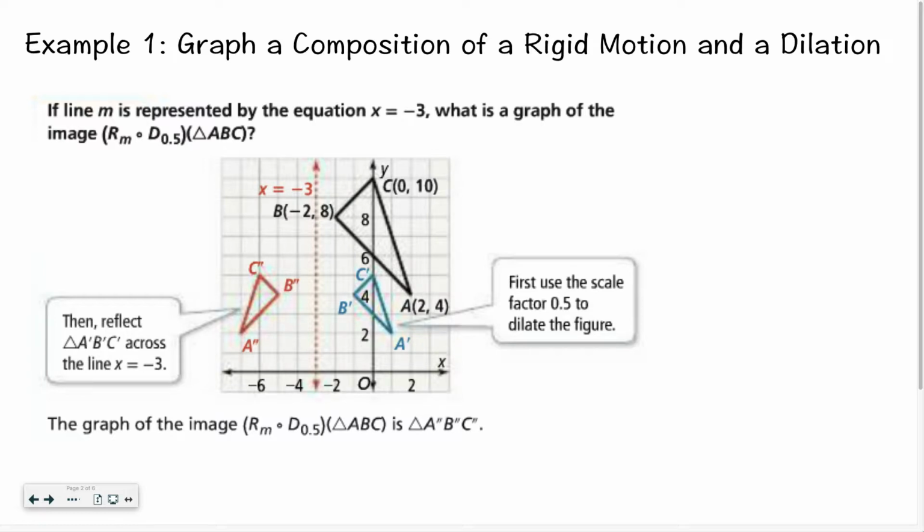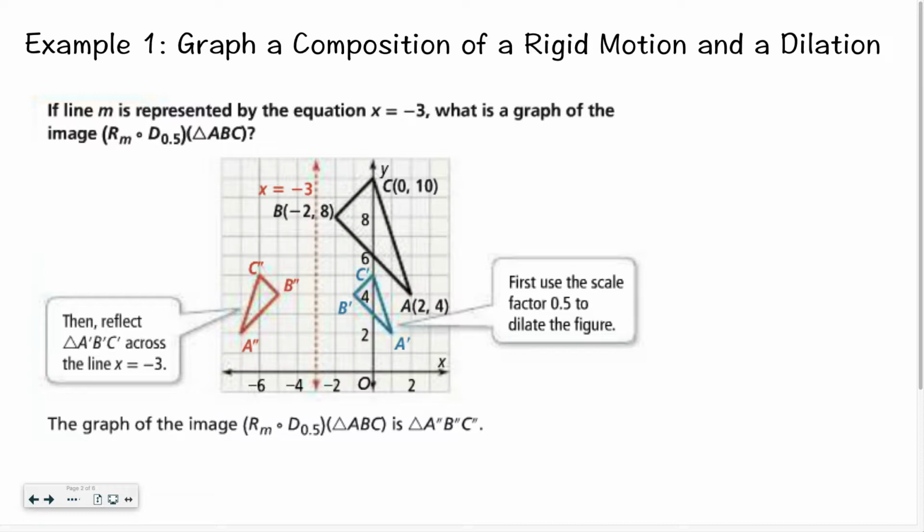So if we look at this picture, we start at ABC. Okay, so ABC is that black triangle there. And our problem says if line M is represented by the equation x equals -3, what is a graph of the image? And then we have the composition of capital R means reflection, with a dilation with scale factor of 0.5 on triangle ABC. So that was probably a lot of vocab words that you're trying to dust the cobwebs off of and remember. So let's talk through this.